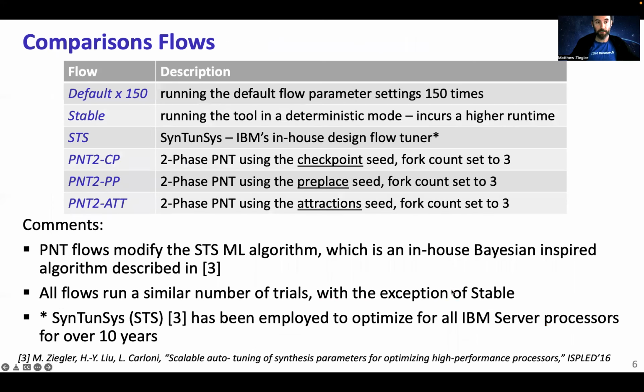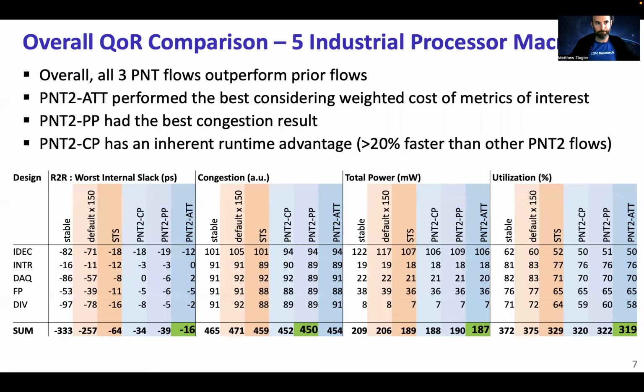Now we're going to compare against 6 different flows. We have our default, where we ran the CAD tool 150 times in parallel, and basically this will show us how much non-determinism will give you alone. We have a stable setting where we run it in a higher runtime deterministic mode. We run against our state-of-the-art tuner, STS. This is what we've used to tune our IBM servers for the last 10 years, so it's a good parameter tuning reference. And then we compare against the 3 different PNT modes we described previously.